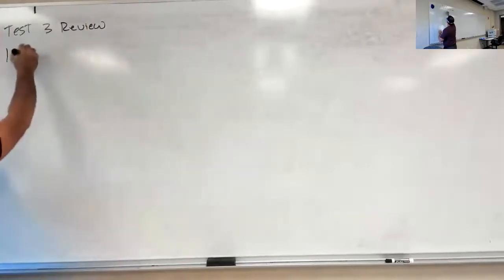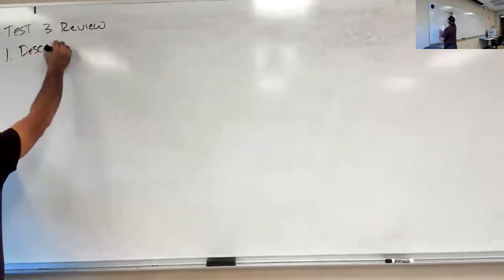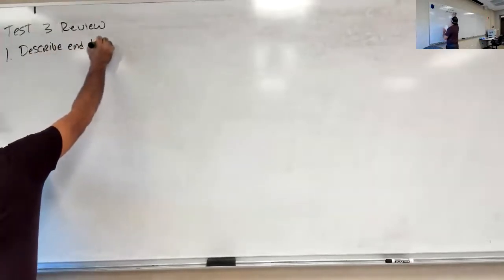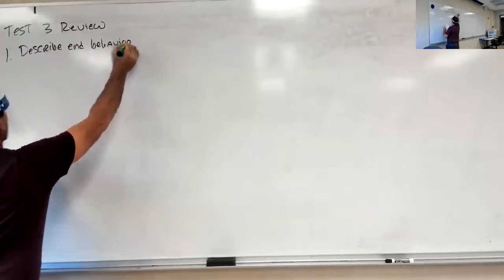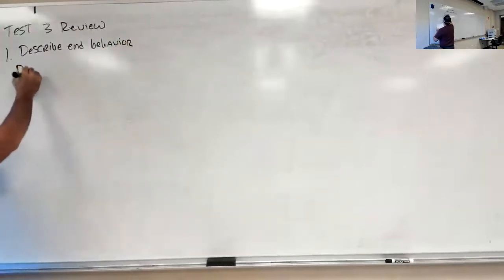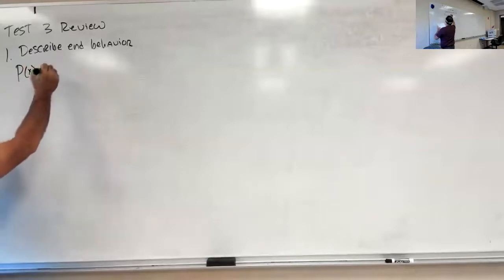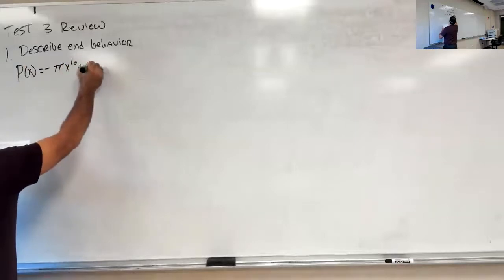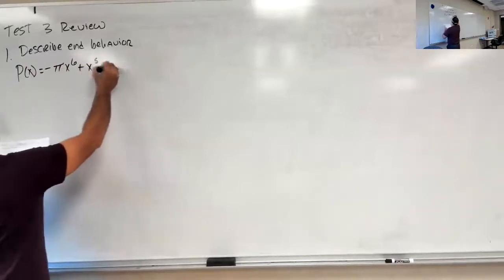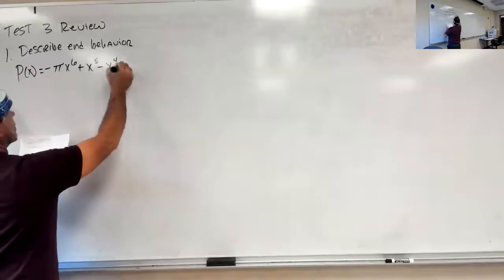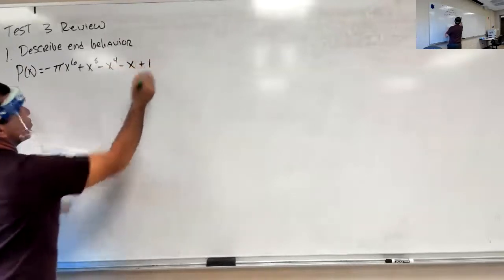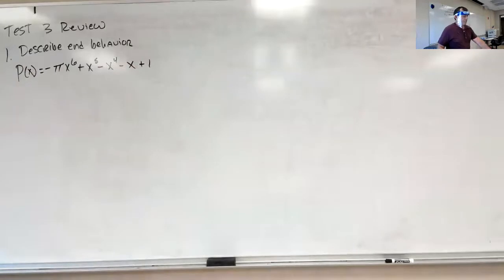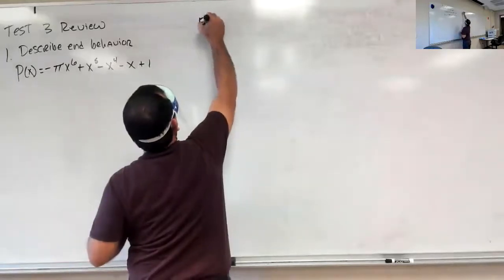All right, so this one wants me to describe end behavior. So I've got P of x equals negative pi x to the 6th plus x to the 5th minus x to the 4th minus x plus 1. Now, I'm going to make the end behavior chart again for y'all because it's been a while since we did that. So the end behavior chart.